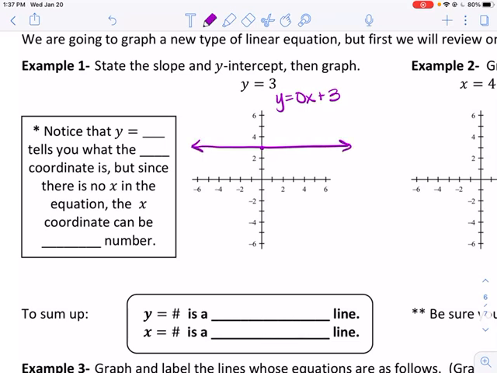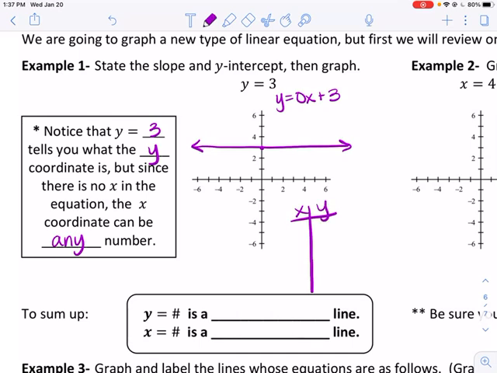It also helps me, when you have a variable equaling a number, to try doing a table. Notice that the y equals tells you what the y coordinate is, but because there's no x in the equation, the x coordinate can be any number you want. So let's make a table for this line, because that might help you in the future if you can't remember which way the line goes.